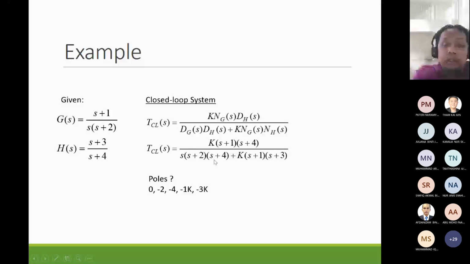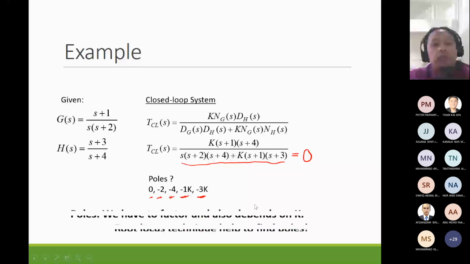To find the poles, you must make sure that the denominator equals 0. From here, you can try to deduce what is the value of s for the denominator to become 0. It can maybe be 0, minus 2, maybe minus 4, or even minus 1 over K or minus 3 over K. So what are the values of the poles for this equation? It's indeterminate. You cannot determine this.